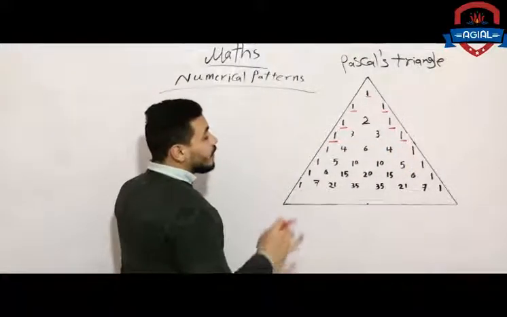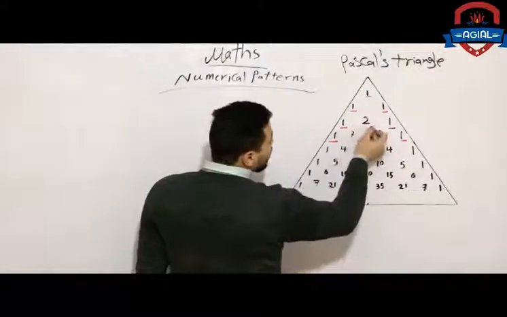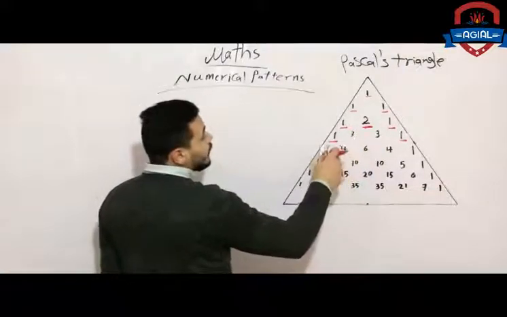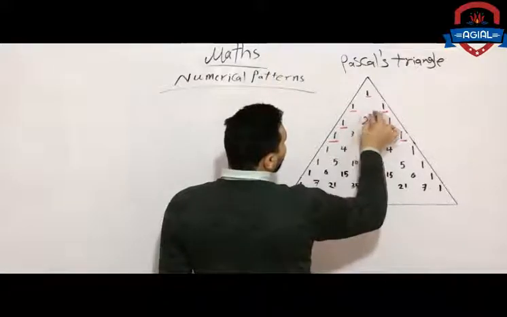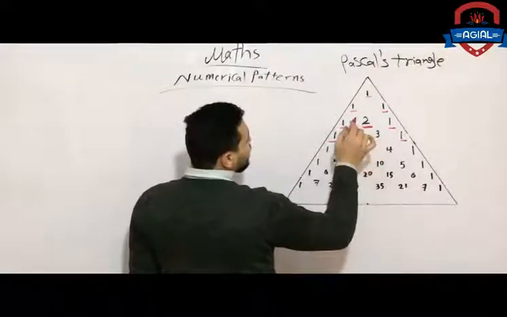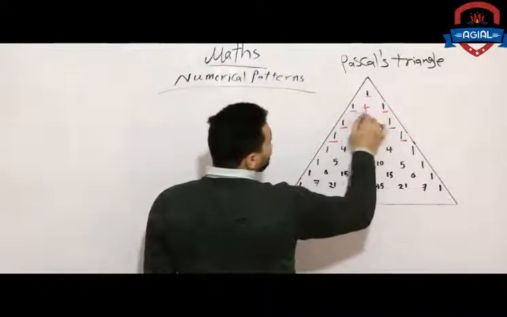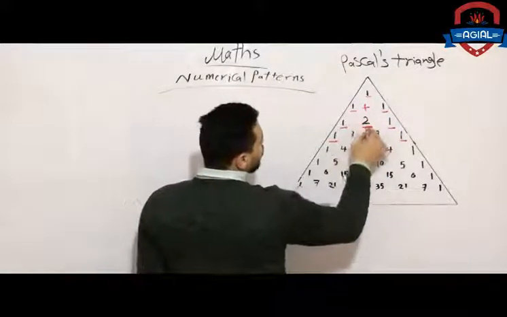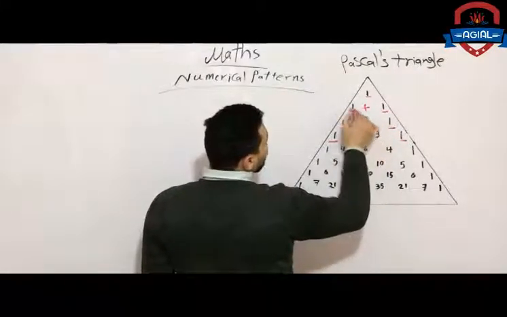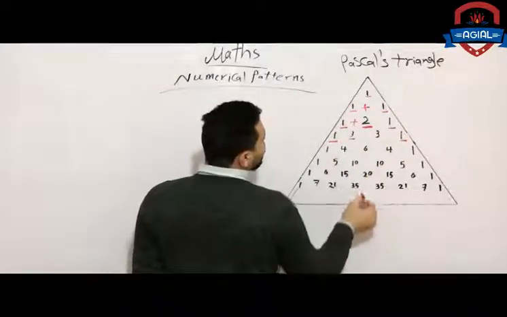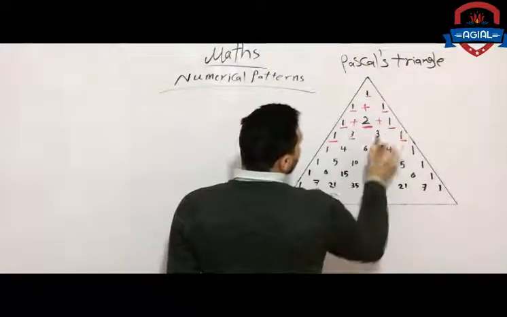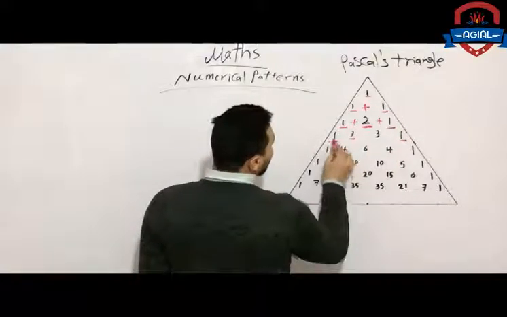If we look from the third row, each number represents the sum of the two numbers on top of it. So 2 represents the sum of 1 plus 1, 3 is 1 plus 2, and 3 is 2 plus 1, and 4 is 1 plus 3.